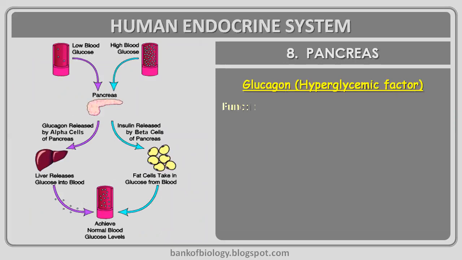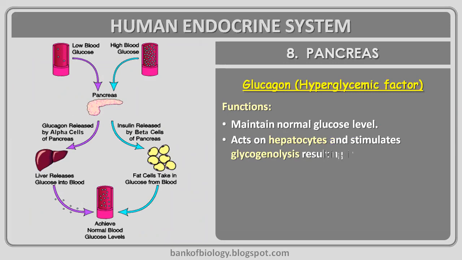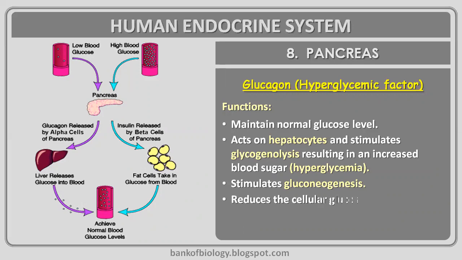So glucagon, the conversion of glycogen into glucose, means it is a hyperglycemic factor. What is glycemic? Glucose. Glucagon can increase the blood glucose levels. That's why we say hyperglycemic hormone, which acts on the hepatocyte and stimulates glycogenolysis. Lysis means breakdown. Glycogenolysis results in increased blood sugar. That's what we call the condition hyperglycemia, and the hormone is called a hyperglycemic hormone, which reduces the cellular glucose uptake and utilization.